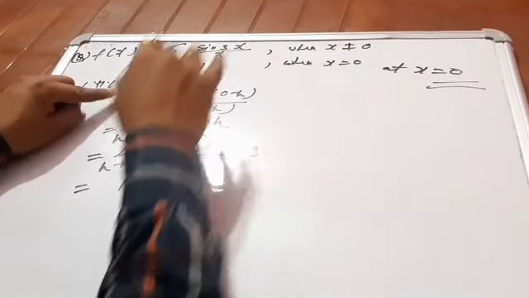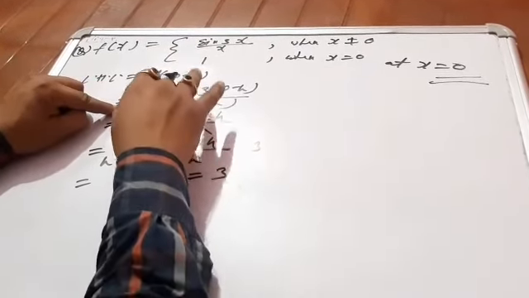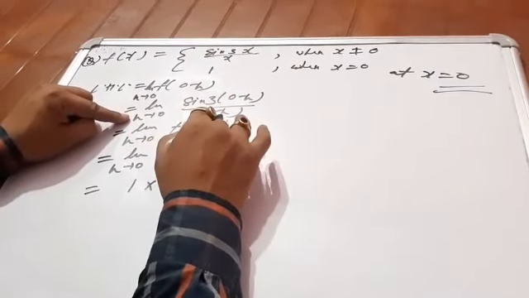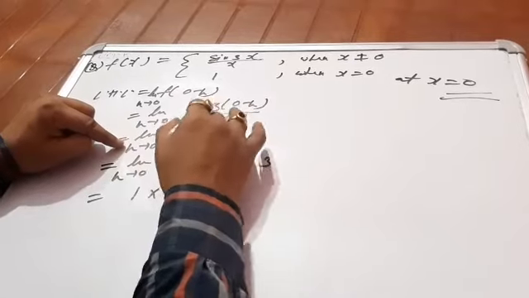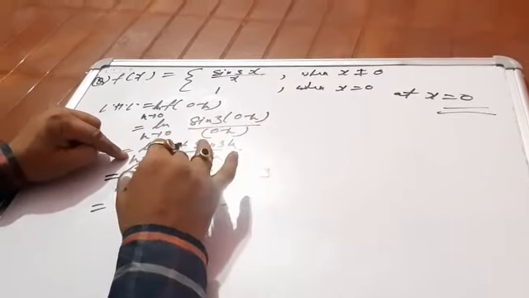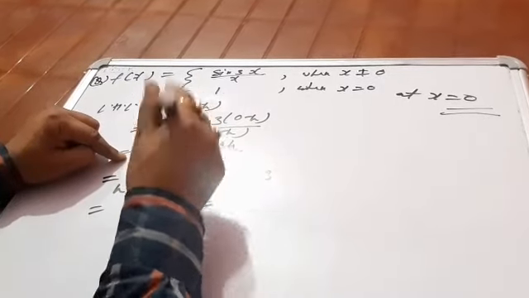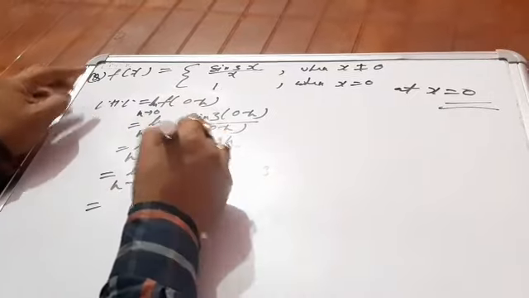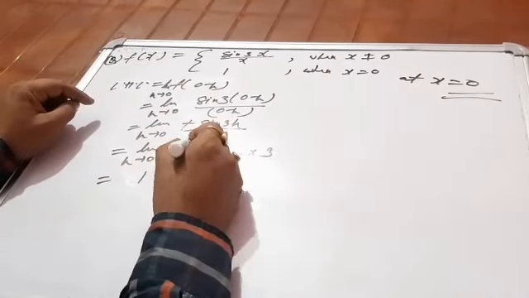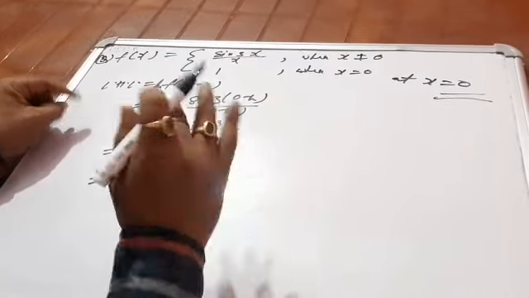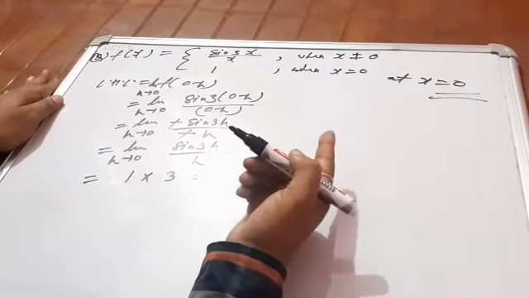Surely it will come in the first portion: limit h tends to 0, sin of 3 into 0 minus h, by 0 minus h. Now limit h tends to 0, you know very well that sin of minus 3h will give you minus sin 3h. It is minus sin 3h and minus h, cancel out. Then it becomes sin 3h by h.